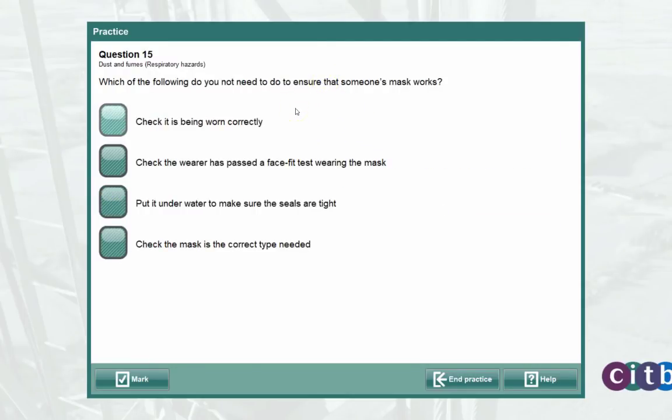Which of the following do you not need to do to ensure that someone's mask works? Check it is being worn correctly. Check the wearer has passed a face fit test wearing the mask. Put it under water to make sure the seals are tight. Check the mask is the correct type needed.